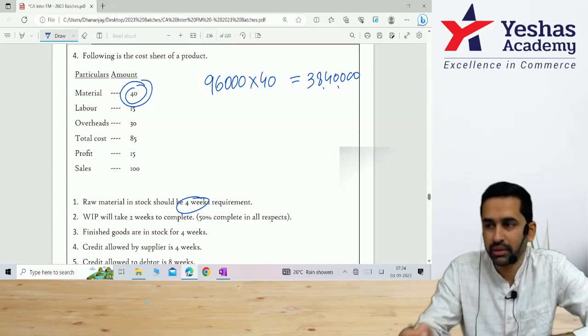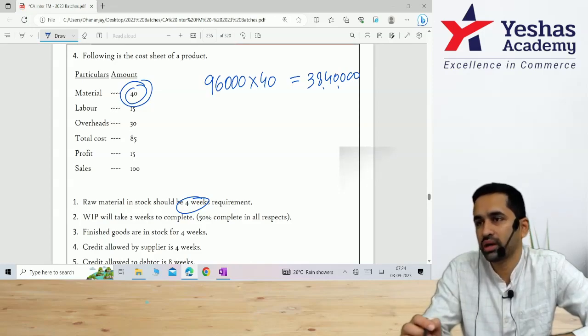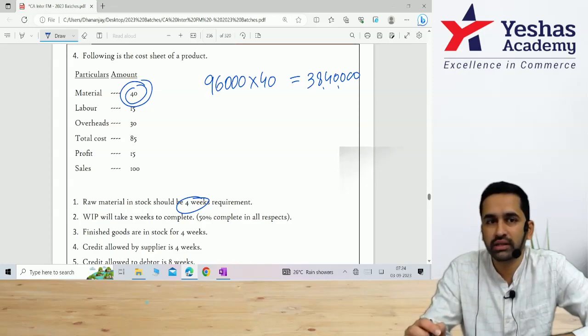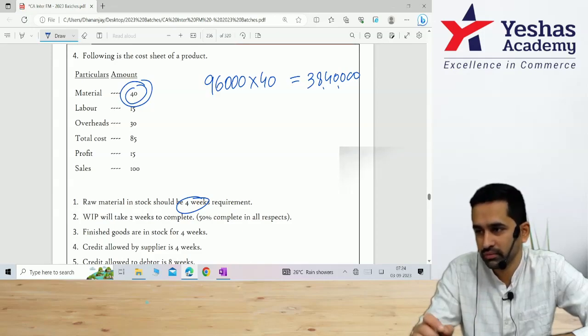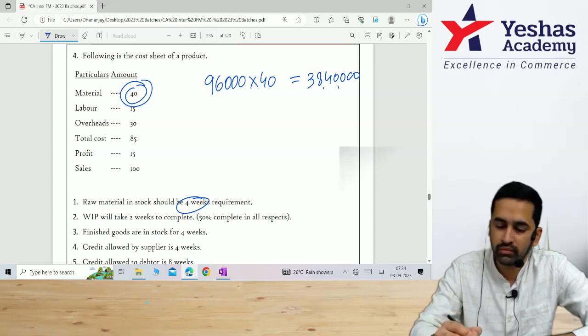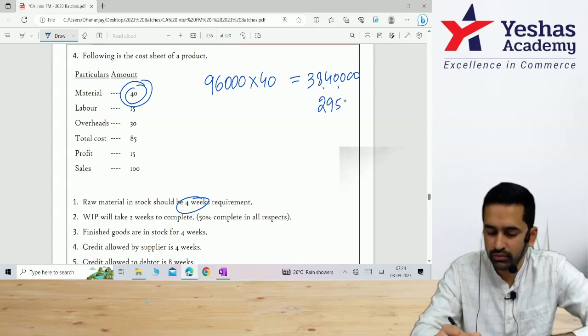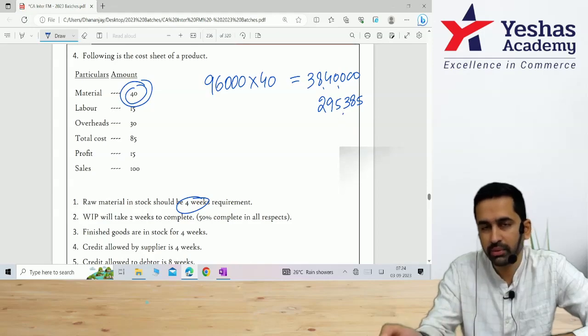Then go to your working capital answer for this question. Go to current asset segment. In that first one is RM stock. You have written a number. How much is that number? 2,95,385. Now tell me, what does this mean?